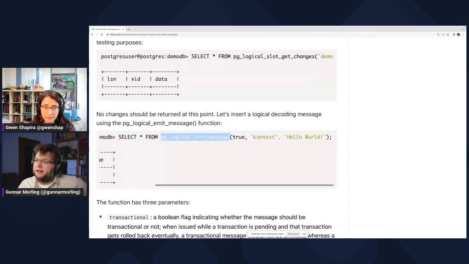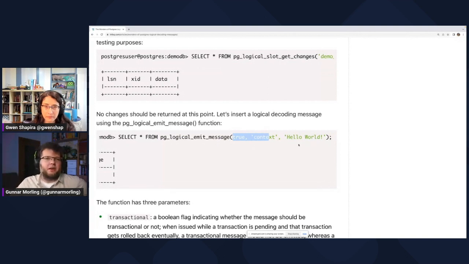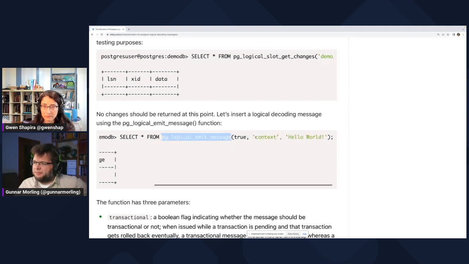This has three parameters, and let's talk about the last one first. That's your payload. And as you say, it could be anything, right? It could be text, a JSON structure, XML. It could even be binary data. There's another version of that function where you can put just binary data. So if you were to use Avro or Protocol Buffers, you could do that if you wanted to. So that's your payload.